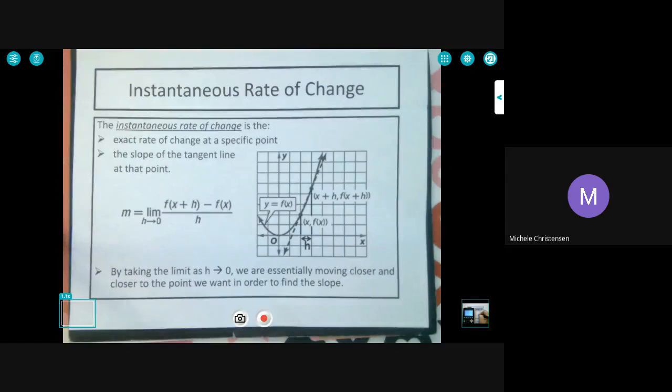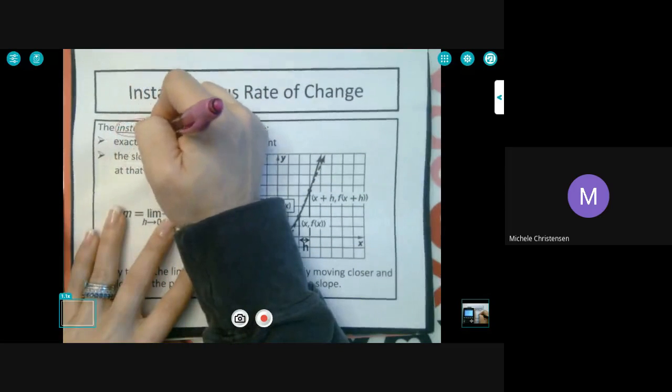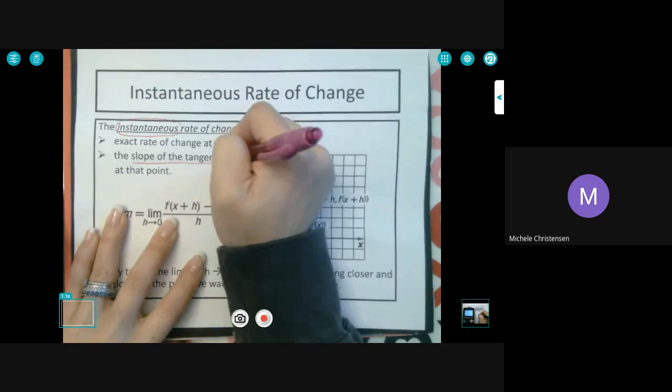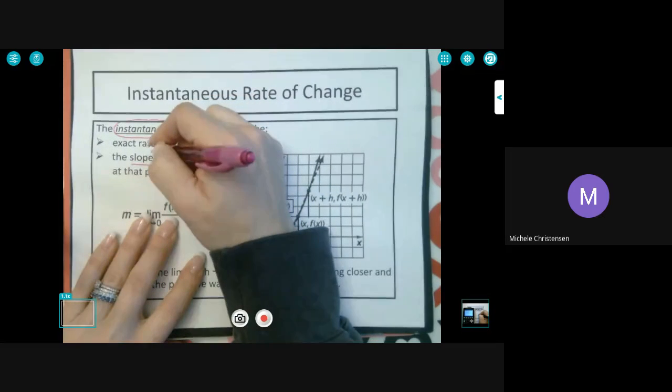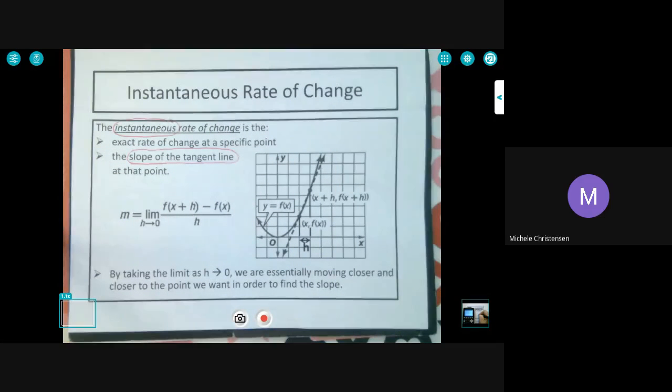Remember, the instantaneous rate of change is the exact rate of change at one specific point, and it's also known as the slope of the tangent line. So we want to start to associate instantaneous rate of change and slope of the tangent line. You could be asked to do this problem using either of that wording, and you want to make sure you know that they represent the same thing.